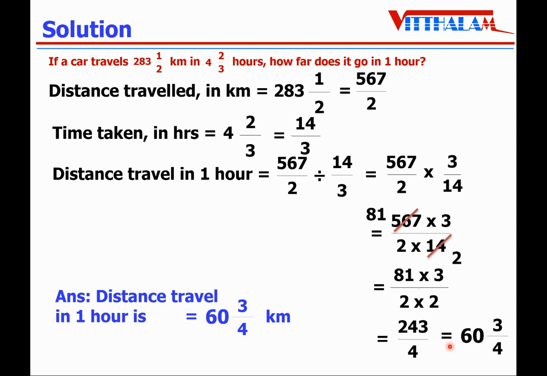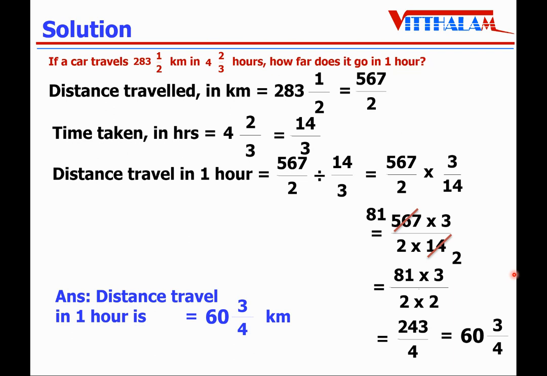Now suppose it is being asked how far does it go in 8 hours. Then sabse pehle main find out karunga 243 by 4. This much distance the car has traveled in 1 hour. Now if I want to find out in 8 hours, I will multiply by 8. So 4 2s are 8. So 243 into 2, 486 kilometers it will travel. Simple. So this is how we can solve.